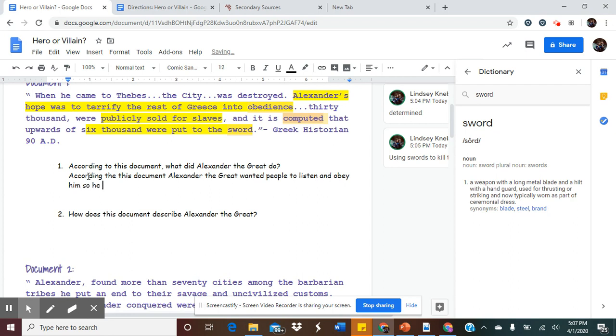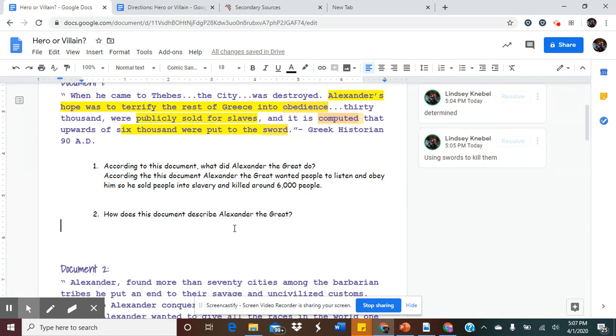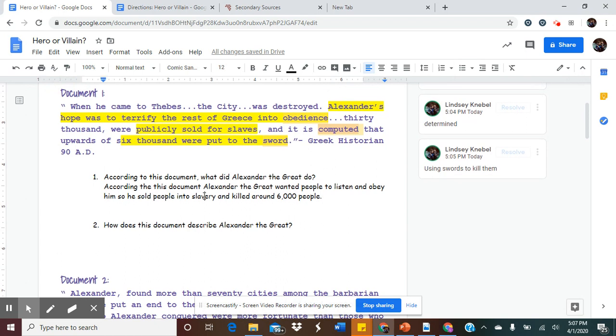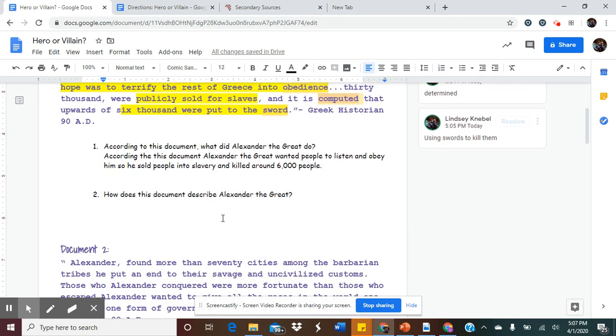So he sold people into slavery and killed around 6,000 people. All right, so just like that, it is one simple, quick sentence. And if you do not agree with what was said, please feel free to go ahead and speak to me privately, but I think I did an okay job. So we got right there, according to the document, about what he wants to do. So now your job is to use this document and the annotations that we went through and tell me how the document describes Alexander the Great. Okay, that is what you guys are going to do on your own.